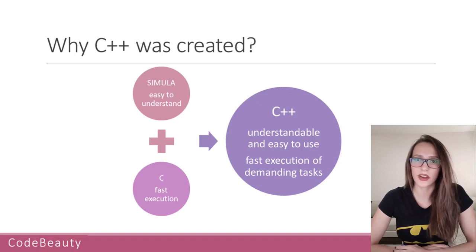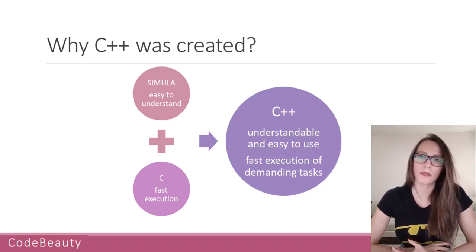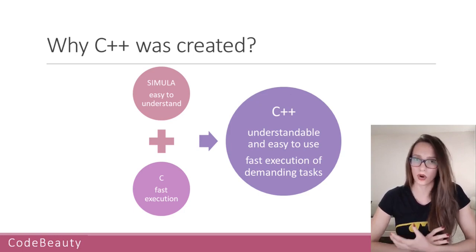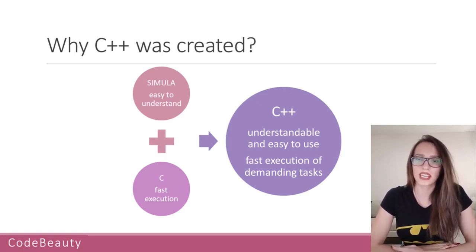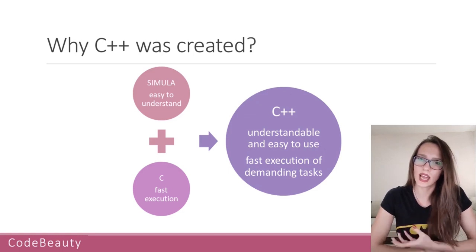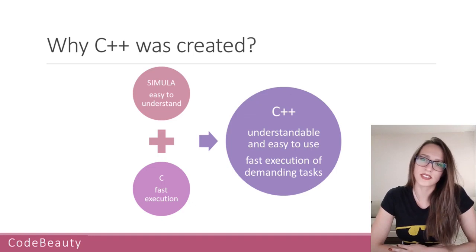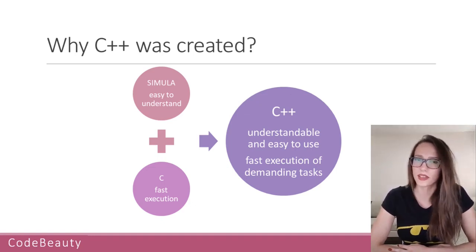C++ is a very understandable language, very easy to use by humans. So you can build and maintain huge projects with C++. But at the same time, because of this C part, it is very close to the hardware, so demanding tasks can be executed fast. And also, since it was created from the C programming language, you can say that any valid C program is actually a valid C++ program. So if you've ever built a C program, you have actually built a C++ program already.